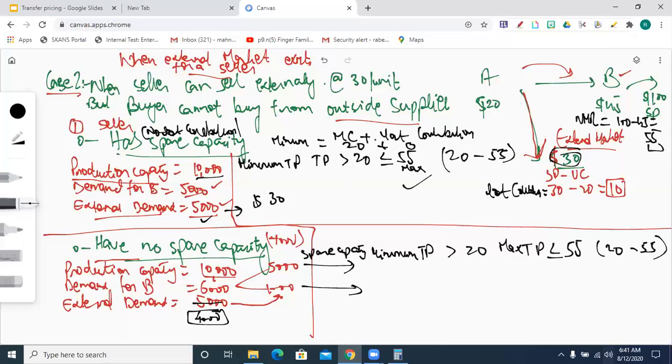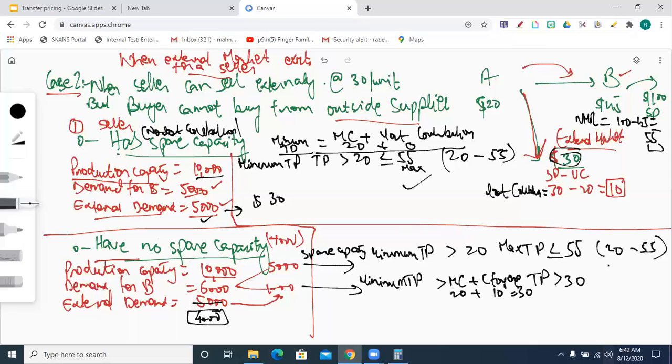Now, what would be the minimum transfer price? Here there is the lost contribution as well. So what would be the minimum transfer price in this case? The minimum is going to be set by the seller, and it would be equal to marginal cost plus contribution foregone. So the marginal cost is 20, and the contribution foregone per unit is 10. So the minimum transfer price would be greater than 30.